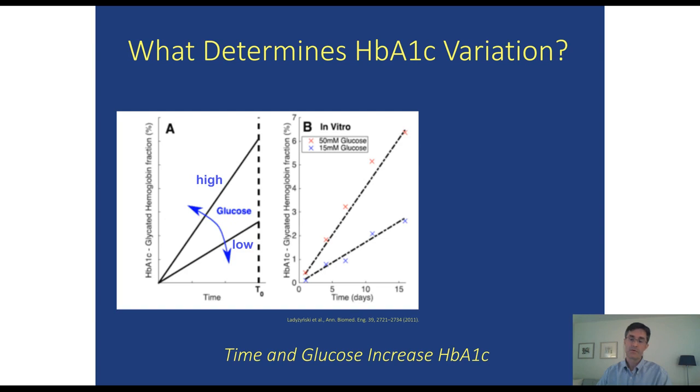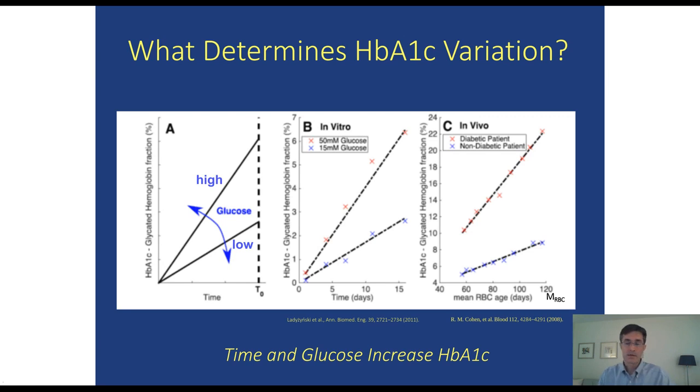The in vitro evidence comes from Ladizinski and colleagues, who cultured red blood cells in different concentrations of glucose. The red X's correspond to conditions where glucose was high, and when they allowed the red cells to incubate longer in the solution, the A1c increased, and it increased quite quickly. The blue X's are when the glucose concentration was lower, and the A1c continued to increase, but it did not increase at quite the same rate.